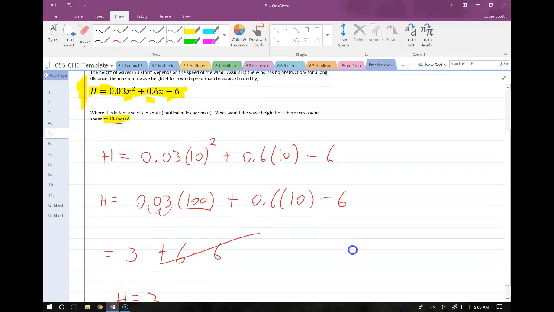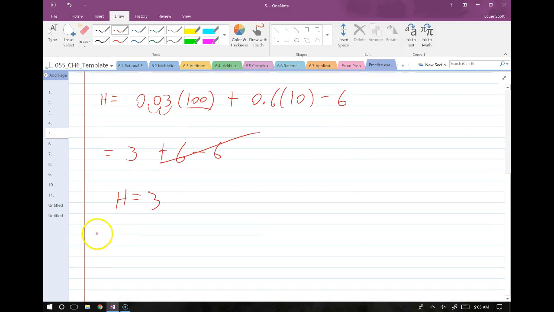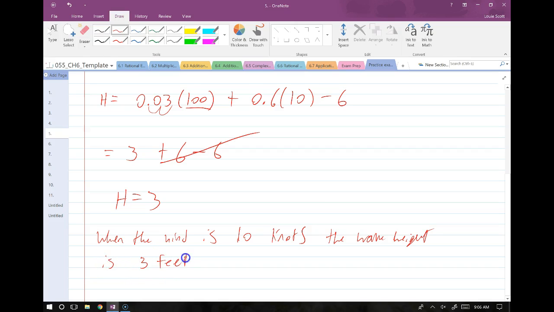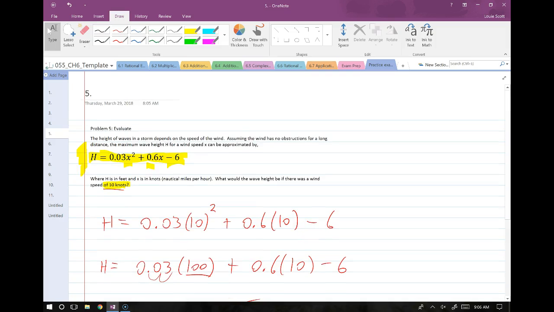So you would say when the wind is 10 knots, the wave height is 3 feet, or some formulation of that sentence. All right, so there we go.